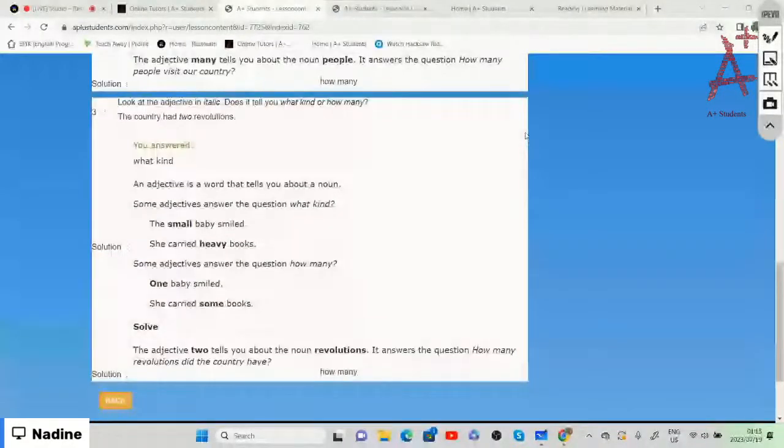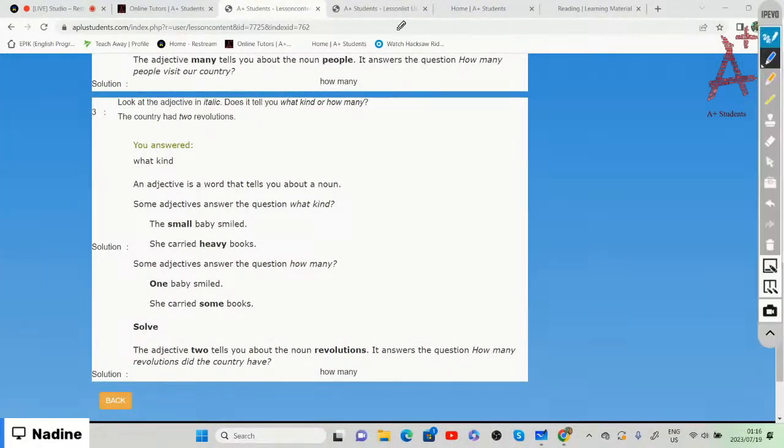The country has two revolutions. Two. So the word two in italics, does it tell us what kind or does it tell us how many? So it says that the country had two revolutions. Does it tell us what kind of revolutions or how many revolutions it has?